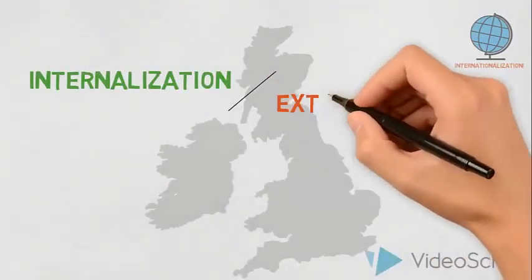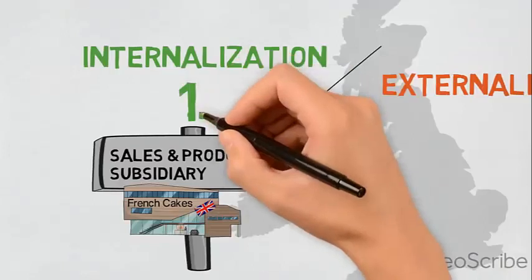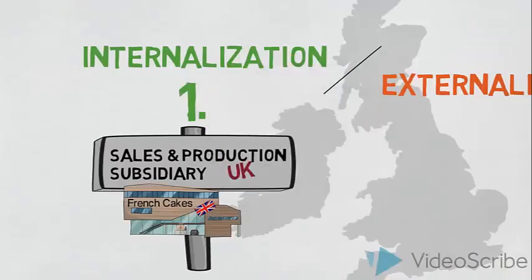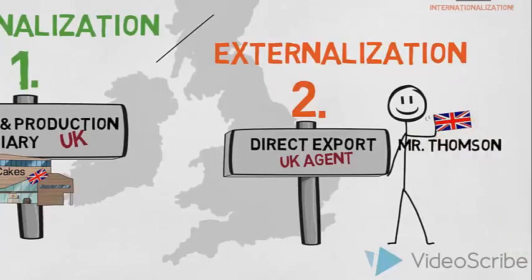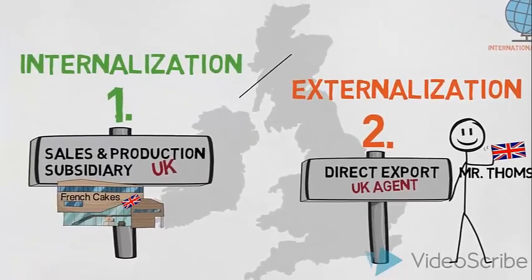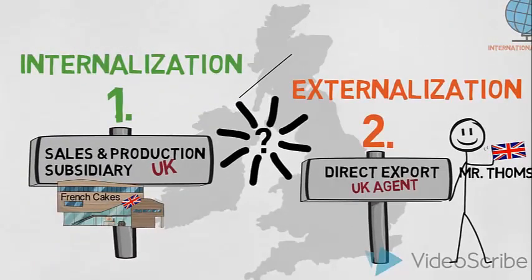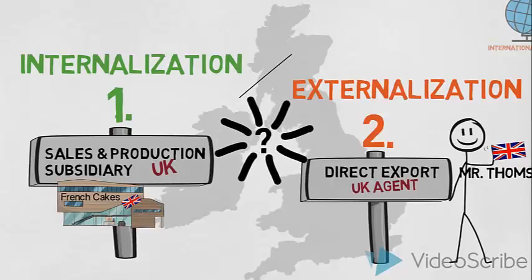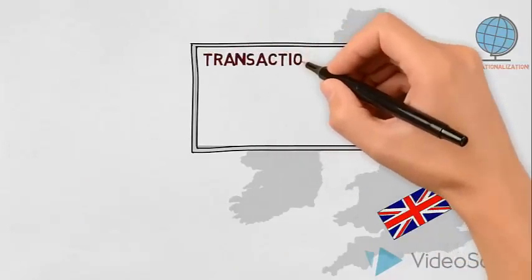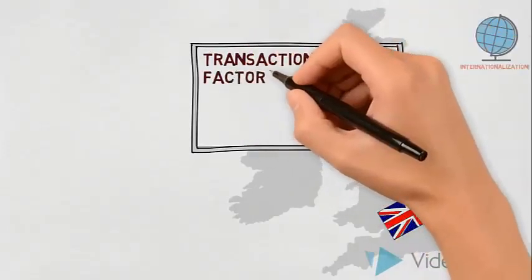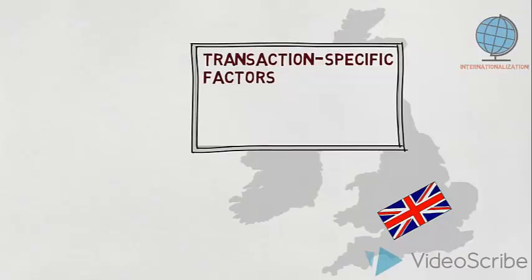French Cakes are still considering both options: 1. A sales and production subsidiary, and 2. An agent. The decision isn't made until a thorough investigation of all 4 sets of factors has been carried out. Some factors might prove to be a showstopper, making other factors less important when making the final decision. So let us move on to the third set of factors, the transaction-specific factors.